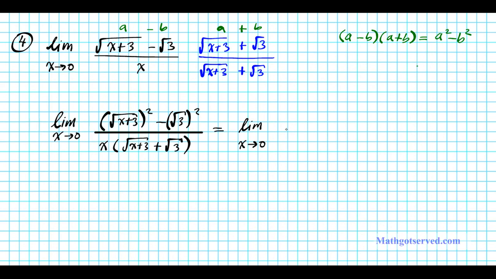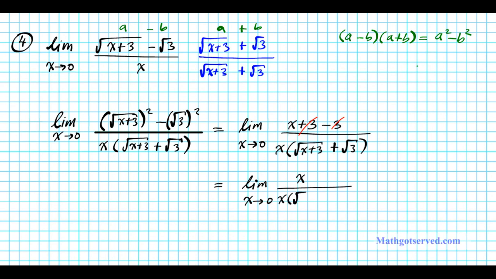So if you simplify this, the square and the square roots cancel out. You have x plus 3. The same story here, the square and the square root cancel out, minus 3 divided by x times the square root of x plus 3 plus the square root of 3. Plus 3 minus 3 cancel out since they're opposites. Now you're going to have the limit as x approaches 0 of x divided by x times the square root of x plus 3 plus the square root of 3.